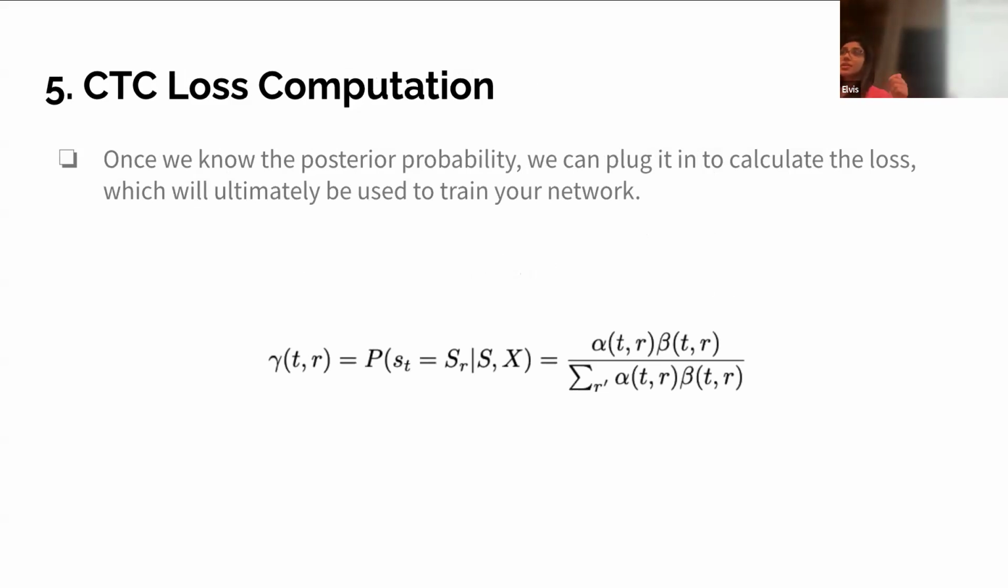Okay, so we extended the target sequence with blanks. We calculated forward probabilities, backward probabilities, and we used them to calculate the posterior probability. And now we use that to calculate our loss. So we can plug this gamma into our loss, which will ultimately be used to train our network. I'll update the loss formulation here. And the pseudocode for the loss computation would also be provided to you. I'll just update the formula here. So that's all for CTC loss.